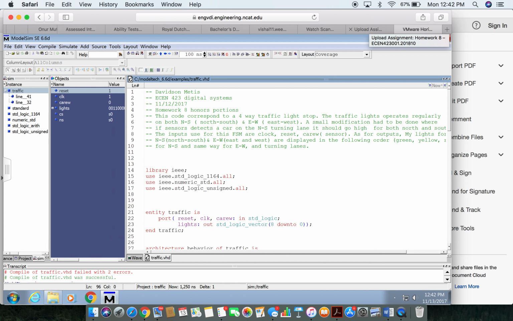This is Homework 8, Honors Portion. The task asked of me was to create a fourth implementation with a turning light on the north-south direction for both directions. A sensor indicates if a car is present in the corresponding turning lane. The turn signal only goes high when it's present.